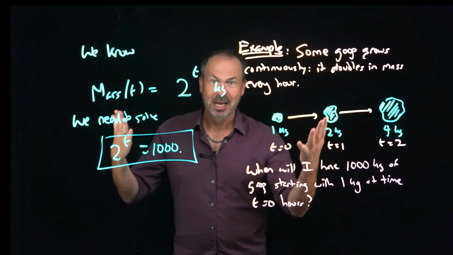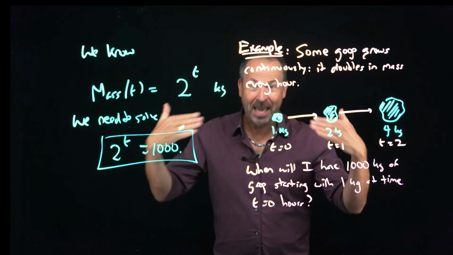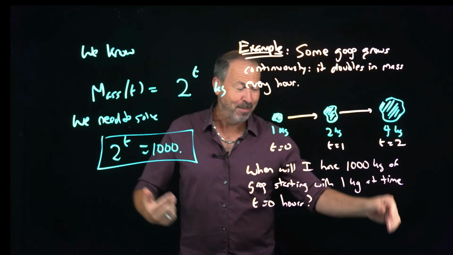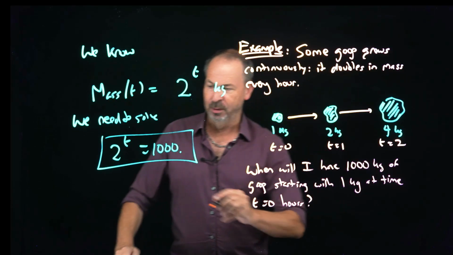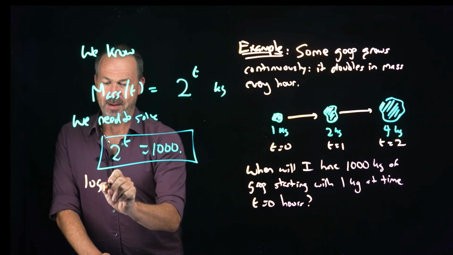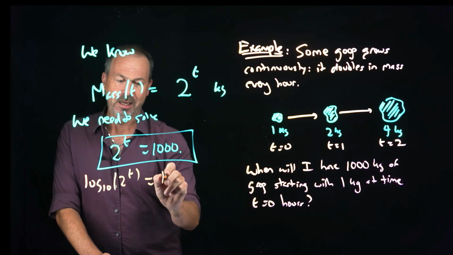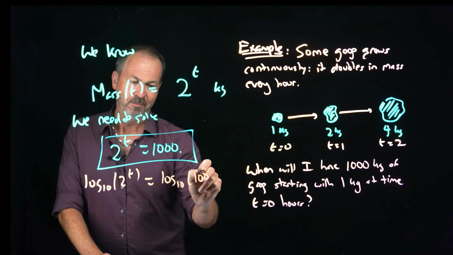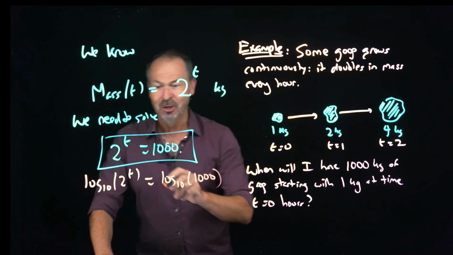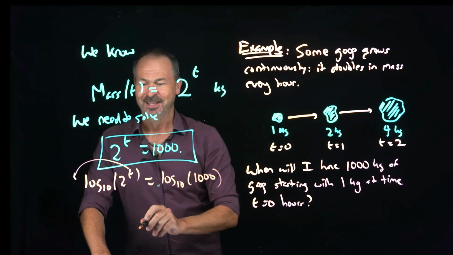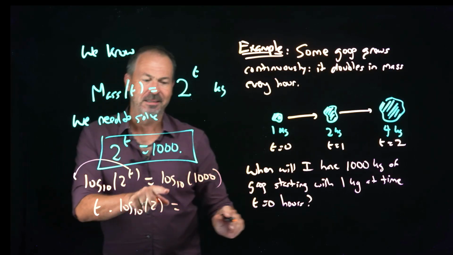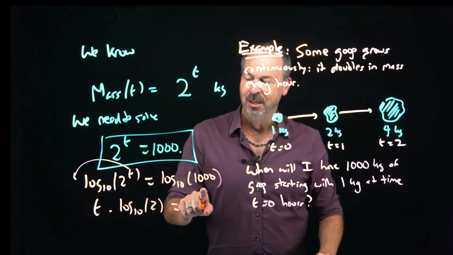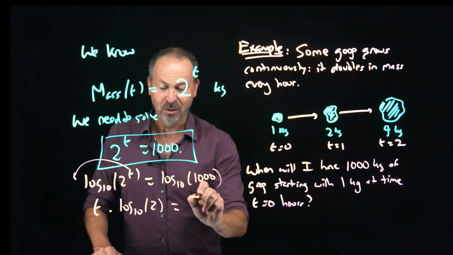And since I want an actual number, I'm going to use my calculator, and my calculator only has a log base 10 button. So let's hit this expression with a log base 10. Log base 10 of 2 to the t would equal log base 10 of 1,000. Okay, hit it with the log. What does it do? Shakes down the exponents. So it says that t times log base 10 of 2 is log base 10 of 1,000. Well, the power of 10 that gives 1,000 is 3.